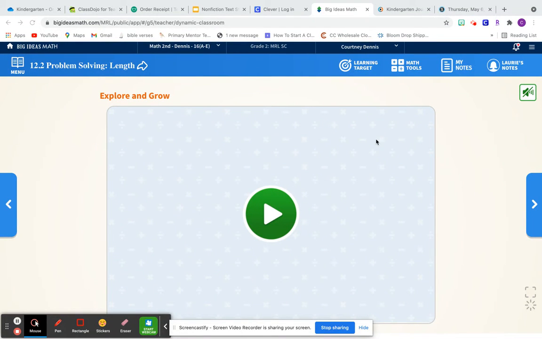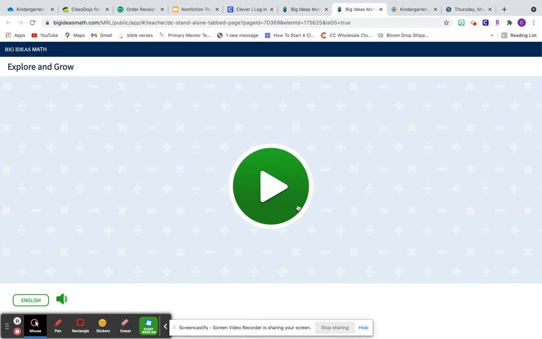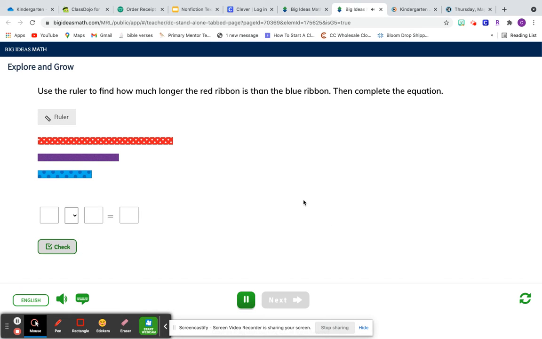Hey guys, today we are looking at Big Ideas 12.2, and we're problem solving the length. So we're going to look at our explore and grow first. Use the ruler to find how much longer the red ribbon is than the blue ribbon. Then complete the equation.